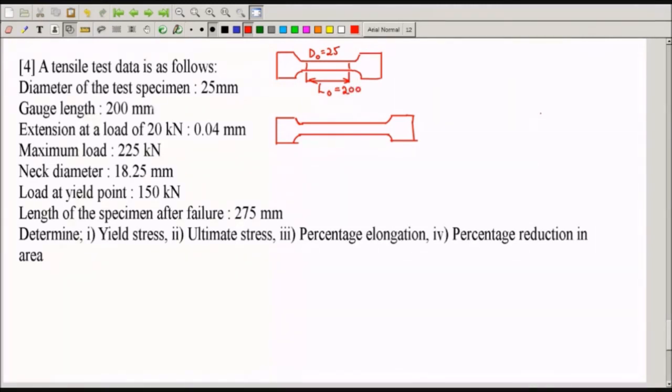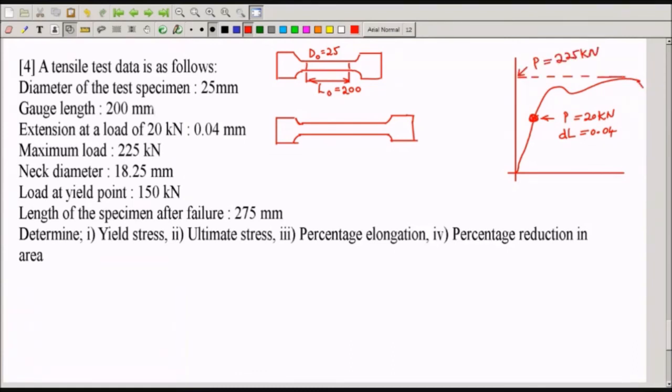Extension at a load of 20 kilonewton is 0.04, means somewhere here. Load is given. P is equal to 20 kilonewton and dL is equal to 0.04 mm. Maximum load is 225, means here, to calculate ultimate stress, 225 kilonewton. And neck diameter after failure, if you join the specimen, your specimen will have a neck like this, and this diameter is 18.25, the final diameter. Load at yield point at this point is 150 kilonewton, and the length of the specimen after failure is now 275. Originally it was 200.